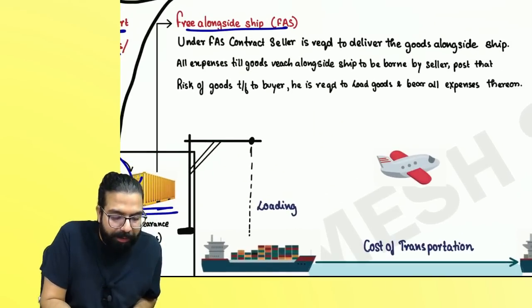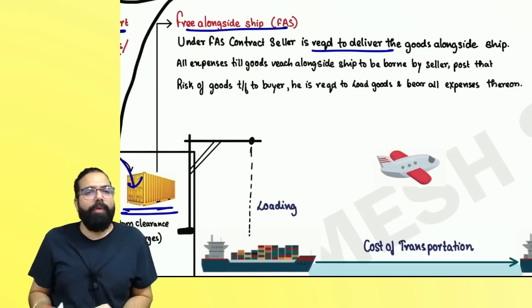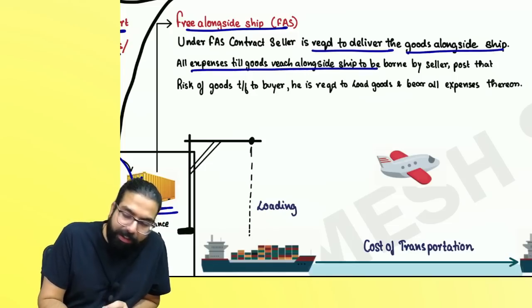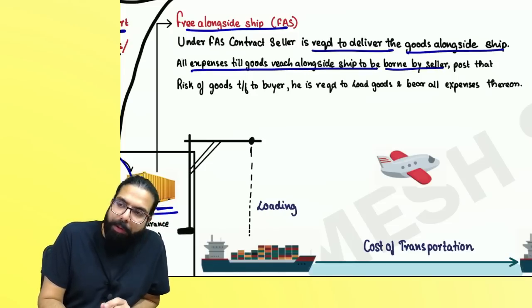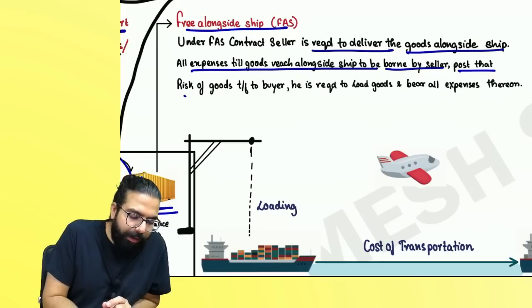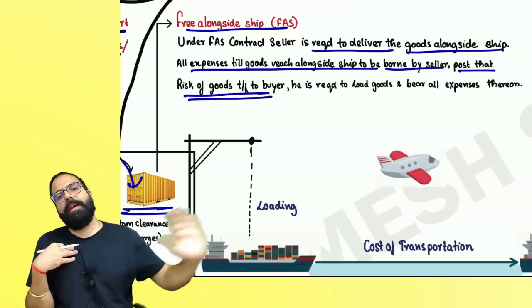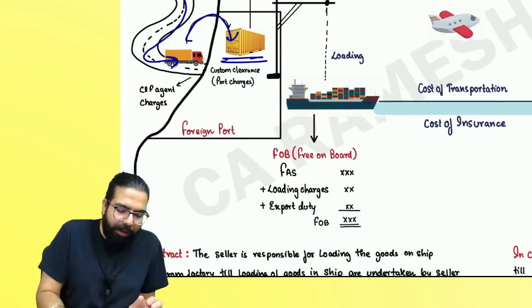Under the FAS contract, basically the seller is required to deliver the machine alongside the ship. Till the goods reach alongside the ship, all the expenses are borne by the seller. Post that, the risk of the goods gets transferred to the buyer. Now I am supposed to load the goods and take the goods to India. Sir, what is the next kind of contract?